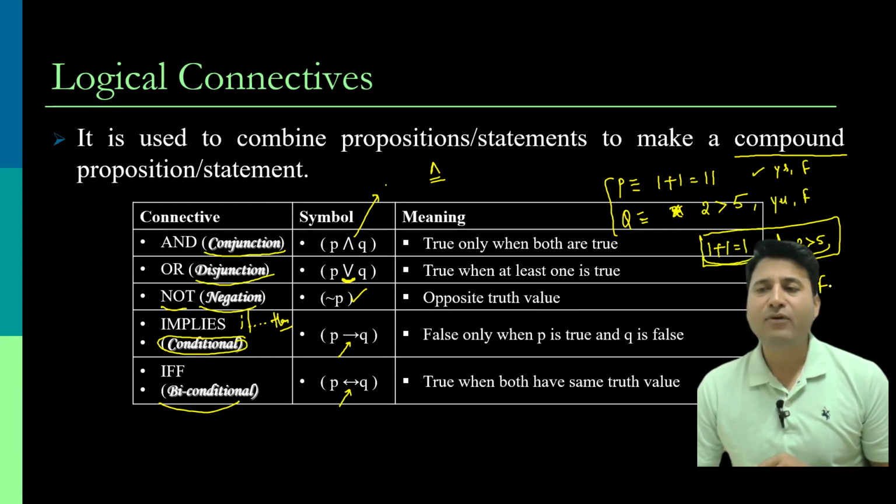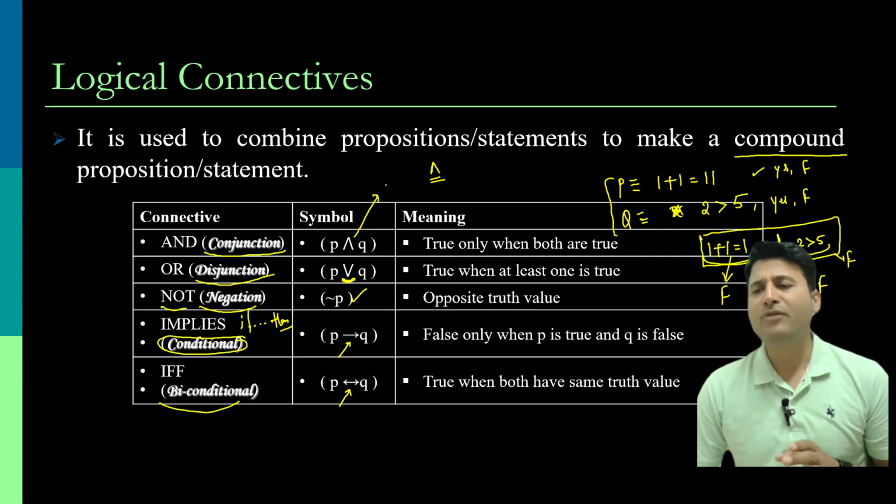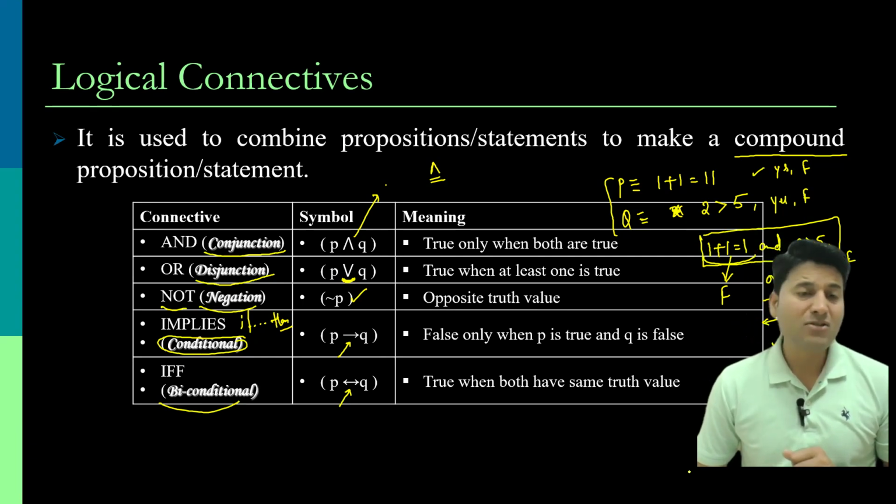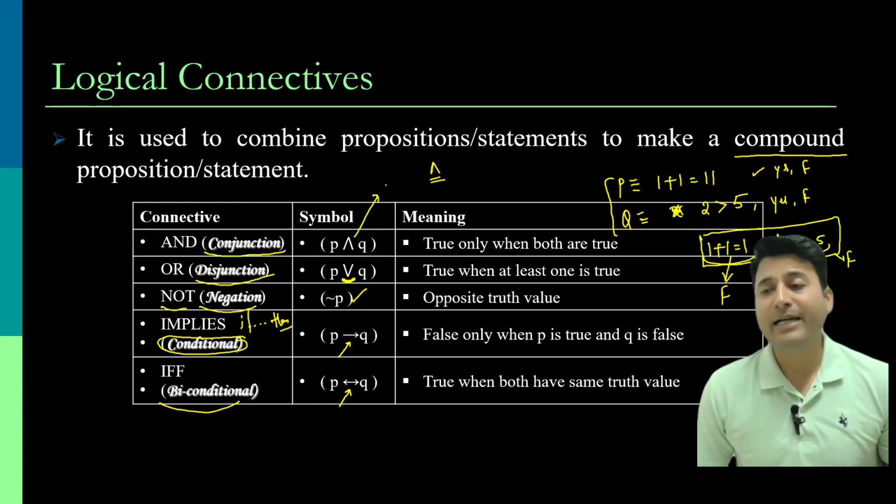So what is the truth value of this compound proposition? You can say it is false. How is it? What is the truth value of 1 plus 1 equals 1? This is false. 2 is greater than 5 is also false. So I am interested in finding the truth value of false and false. Finally, false and false make it false. Understood? This is how we can connect by AND.